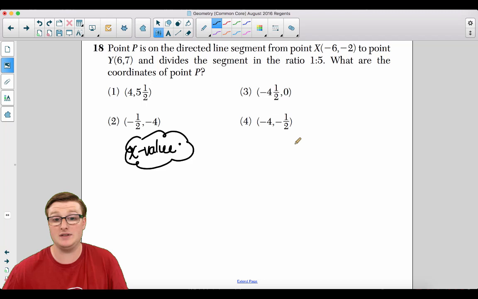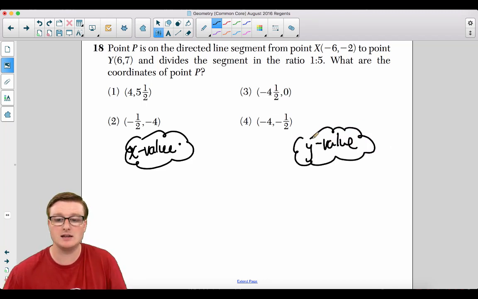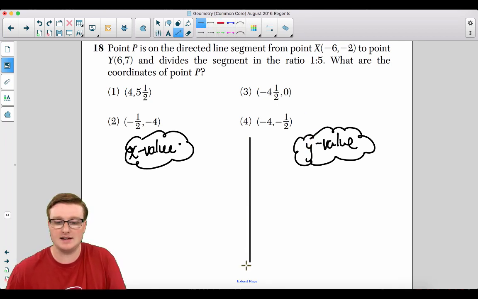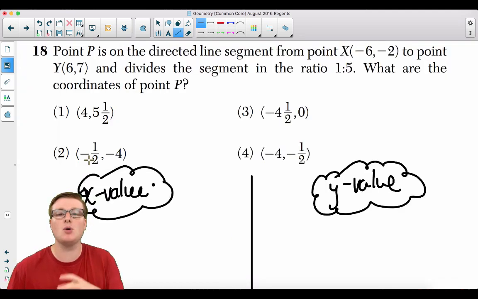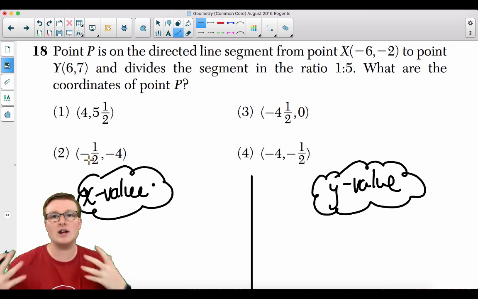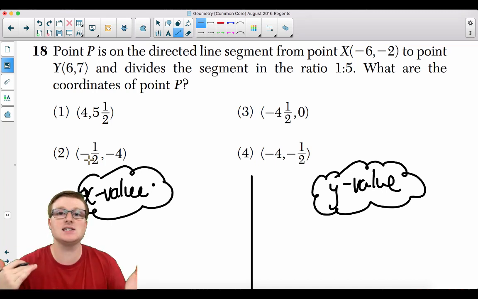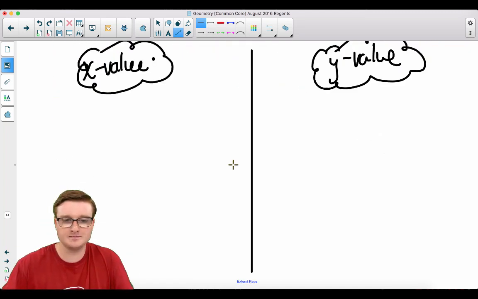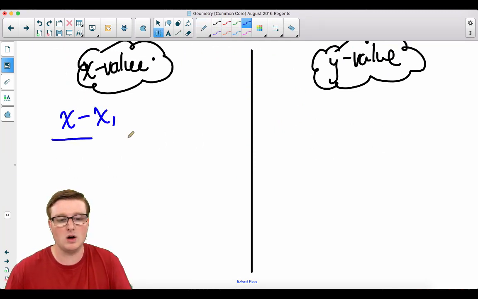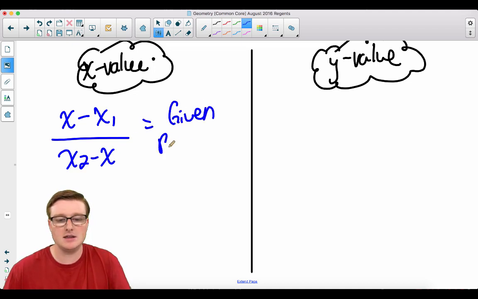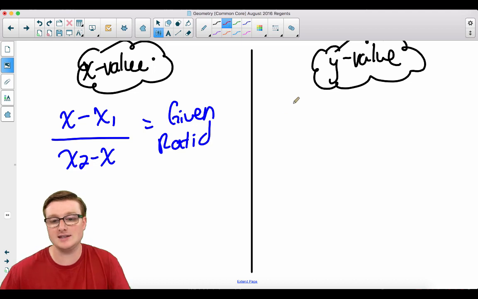Your teacher may graph these. I don't do that because I find that to be pointless. I just find that you might not have a good understanding of what's really going on here. I'm trying to take my points and generate a ratio to create similar segments. So the formula to generate the x value is x minus x1 over x2 minus x is equal to the given ratio. This is the example of a partitioning of a line segment.